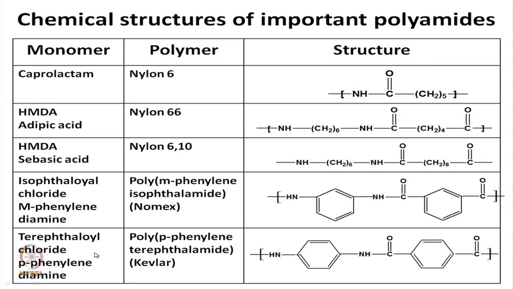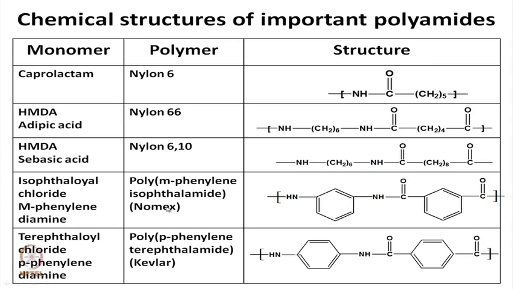Now, terephthaloyl chloride and paraphenylene diamine, terephthaloyl chloride in place of isophthaloyl chloride. Isophthaloyl chloride gives the meta linkage, whereas in case of terephthaloyl chloride it is para linkage. This meta linkage or para linkage causes a large change in their structure as well as in their properties. So, this is also a fiber grade.